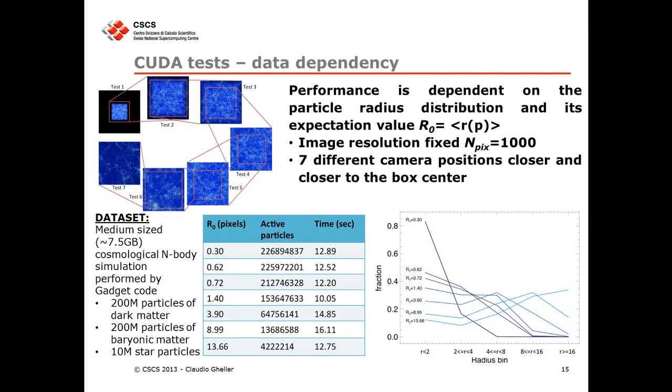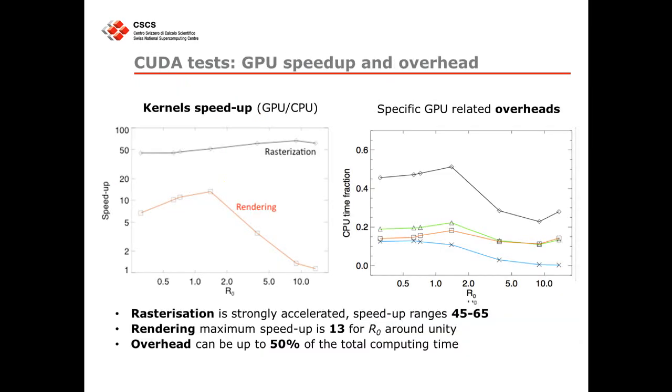So, okay, this is the kind of test that we did. This is our simulation. In this case, for example, we did 7 tests zooming in, going closer and closer to the center of the simulation. This is a medium-sized simulation, with around 7.5 gigabytes of data. When you approach the center of the simulation, I don't know if it is clear from this graph, but the distribution of the radii of the particles tends to be larger and larger, so you move progressively toward larger particles, and these are the results.